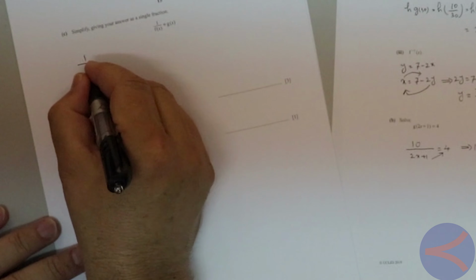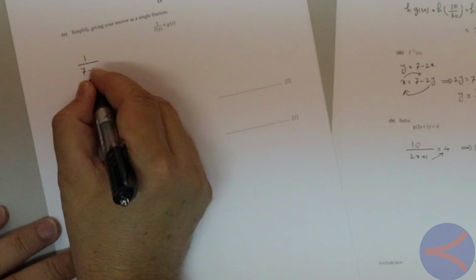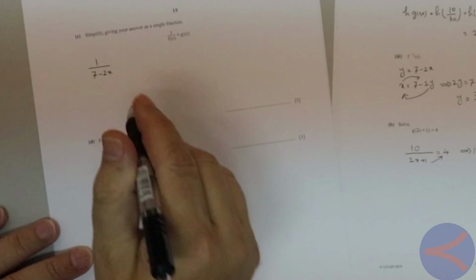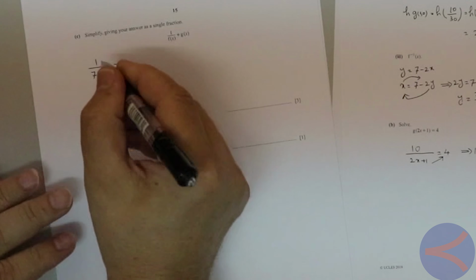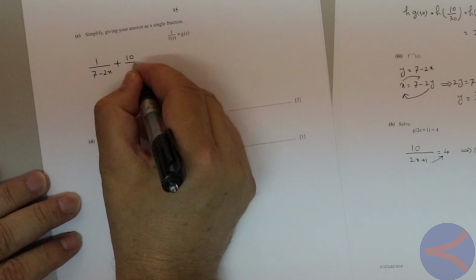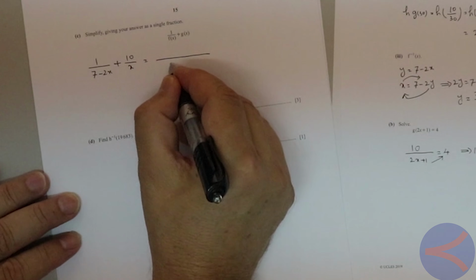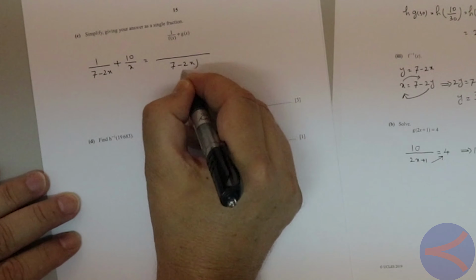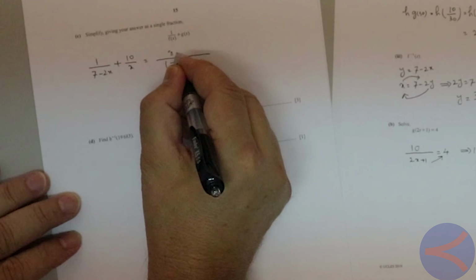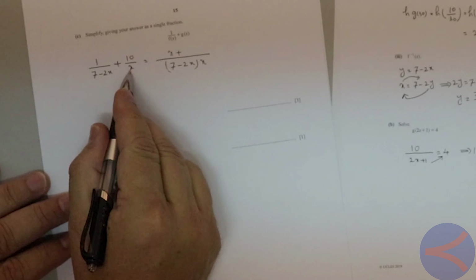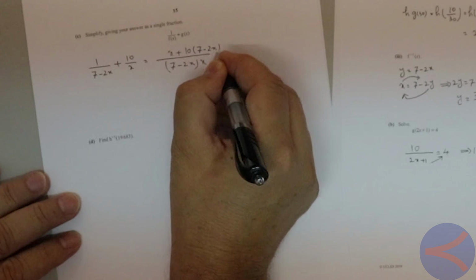Okay, the (c) part of the same question: 1 over f plus g. f is 7 minus 2x, it is in the question. Plus g. g is 10 over x, therefore plus 10 over x. You know that you need to take a common denominator. The common denominator is 7 minus 2x times x. So here I have to multiply by x, therefore I am getting x, and here I have to multiply by 7 minus 2x, therefore 10 open bracket 7 minus 2x.